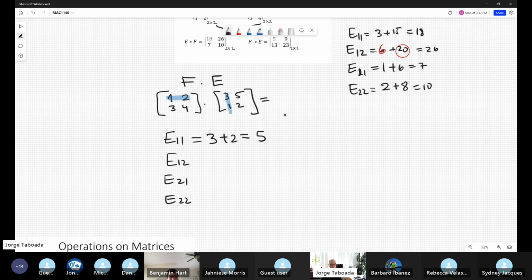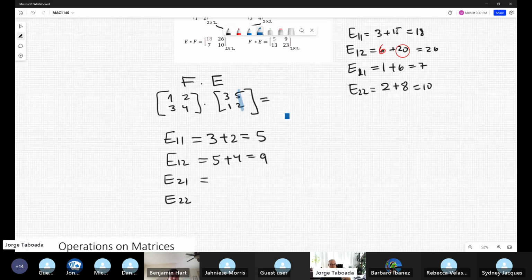Now I want to multiply for E12. So now I change the column, the second one. So it is 1 times 5 is 5, and 2 times 2 is 4, and 9. Okay, now I finish with the row 1.